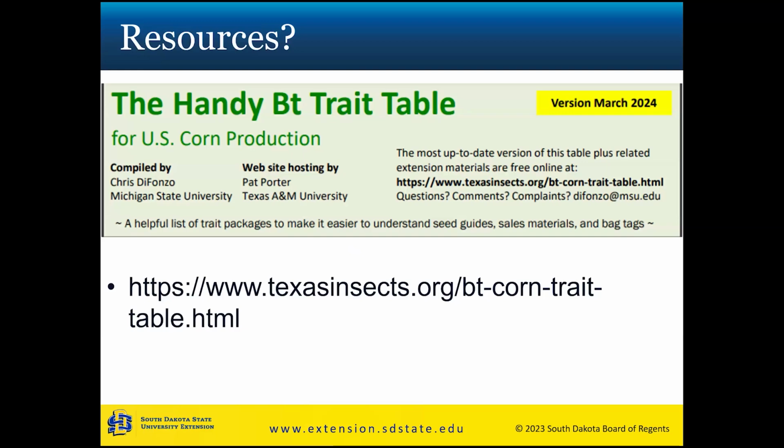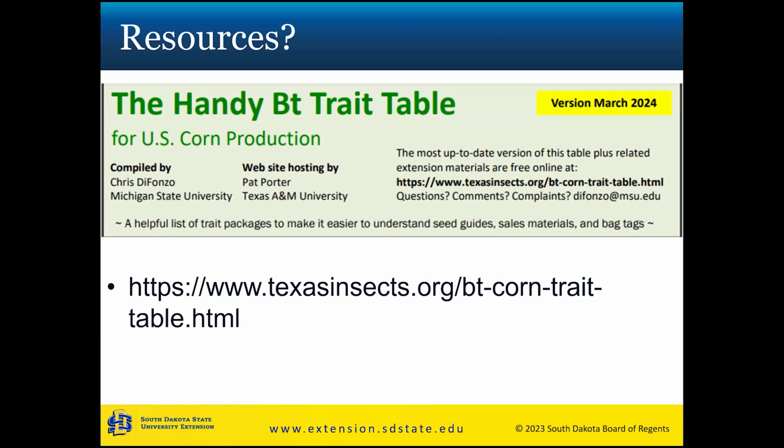And I mentioned the resource. Well, here it is. It's called the Handy BT Trait Table. So if you have a pen, jot this down. And if you get some time, go and take a look at it. This is put together by a researcher from Michigan State, and it's hosted by Texas A&M.